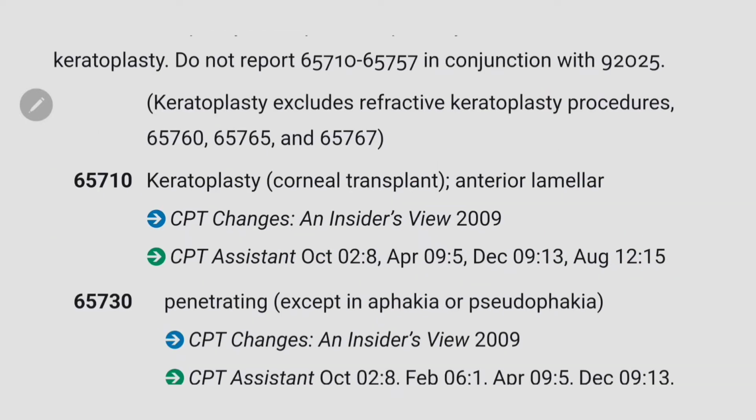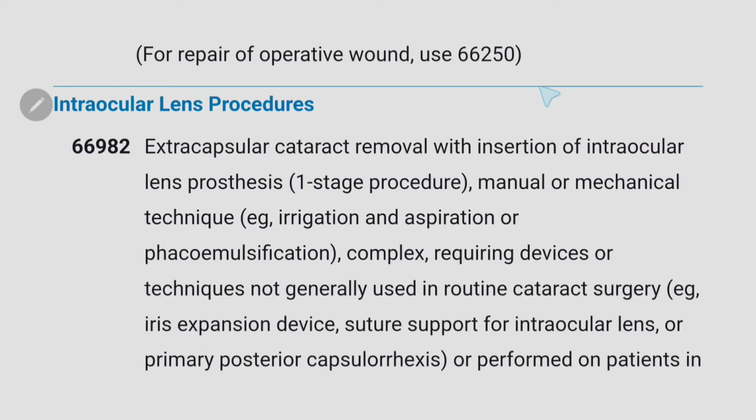92025. The code 65710 is for keratoplasty, corneal transplant, anterior lamellar, and 65730 is for keratoplasty, penetrating. So these are the codes. Next important codes are intraocular lens procedure codes.